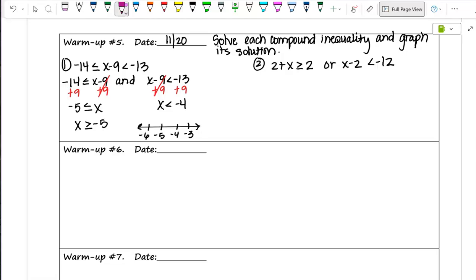So I have a closed circle at negative 5. I have an open circle at negative 4. And the overlap is right between them. So that's what our graph of that solution should look like.